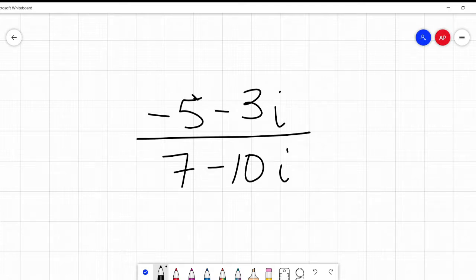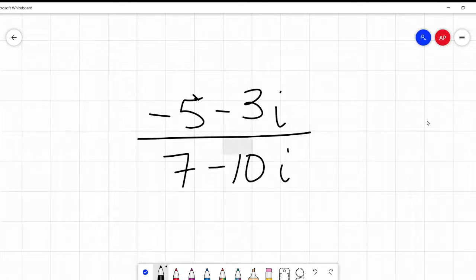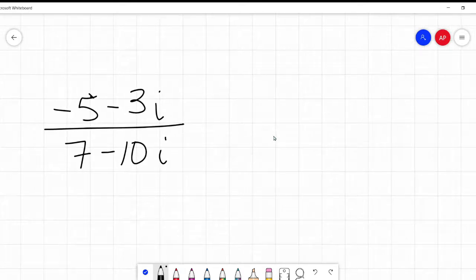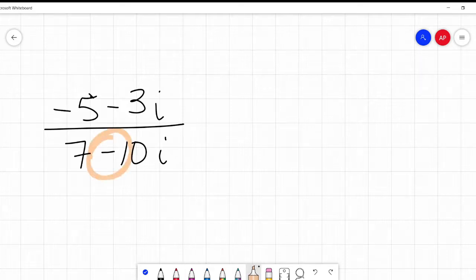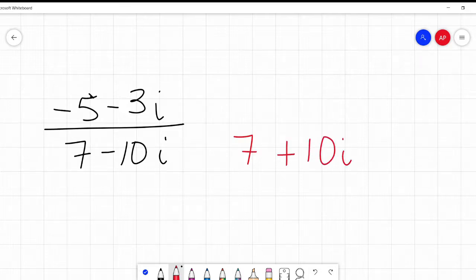If I multiply this all by i, is that going to do anything? No, I don't think so. Here's what you do. You're going to do this every single time. You're going to look at this denominator and you're going to change this sign: 7 plus 10i. Okay? And then you're going to multiply it. You're going to put the same thing on top.